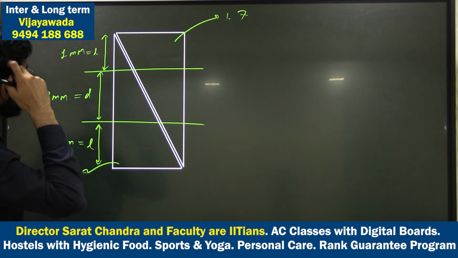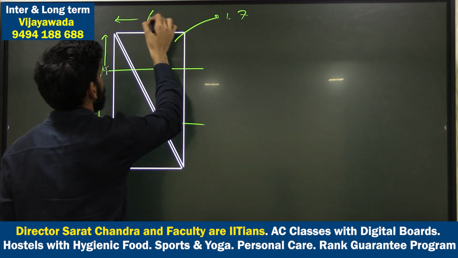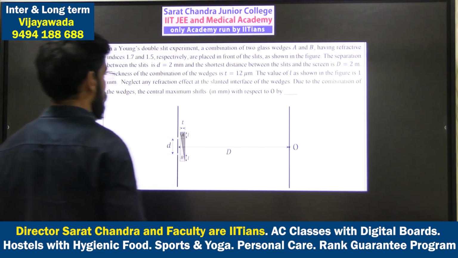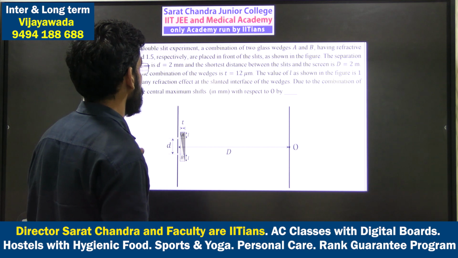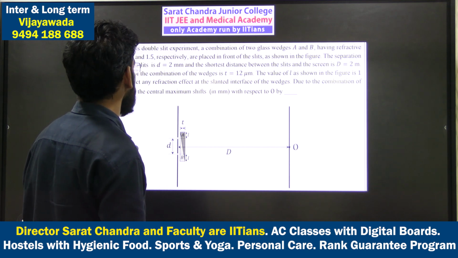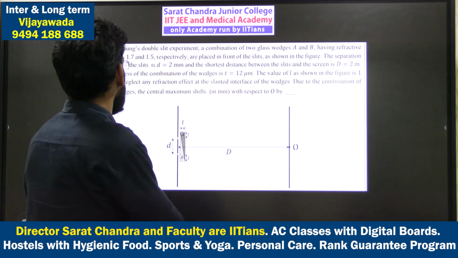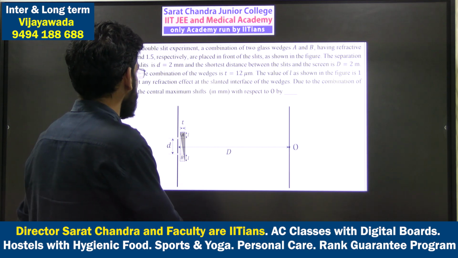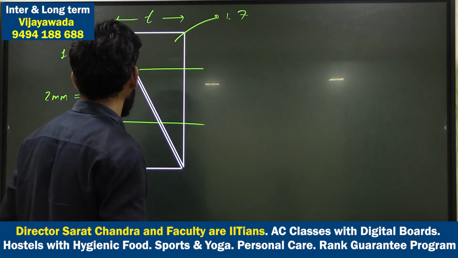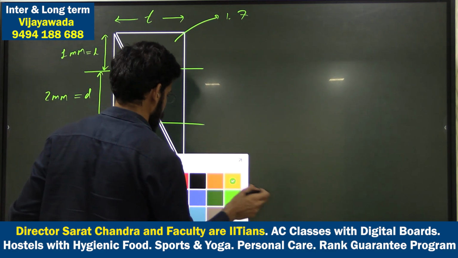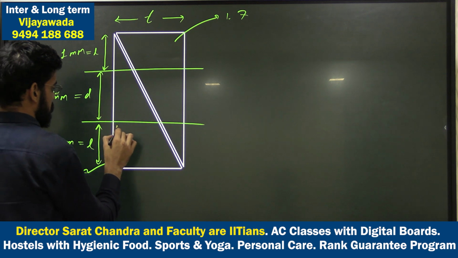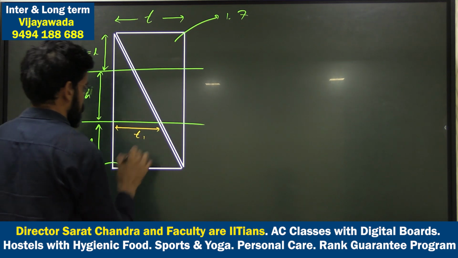Now he is saying this is thickness T total. And then he said 1.5, separation between the slits, T slit, and then he is asking, due to the combination of the wedges, the central maximum shift. That he is asking. So first of all, let me get these things. Let's name this as T1. Let's get the T1.